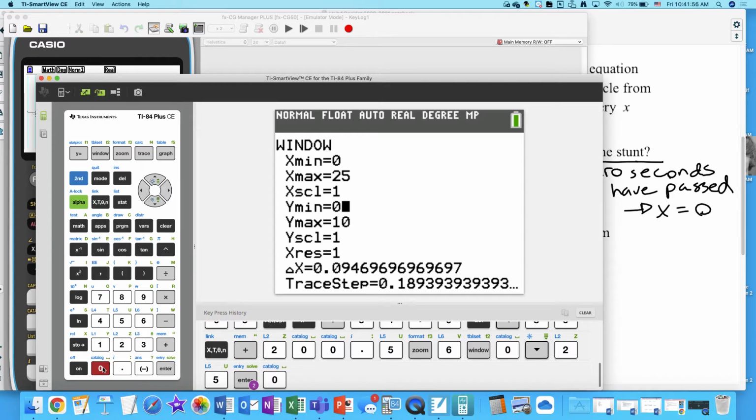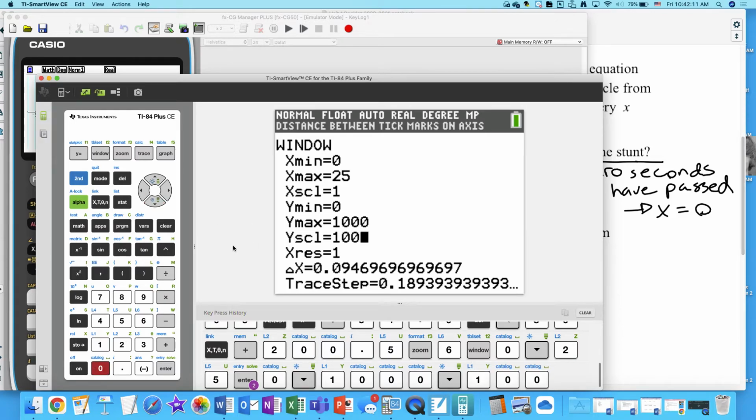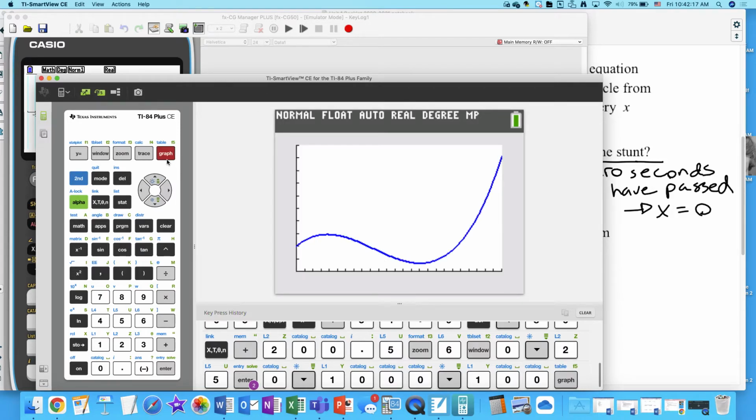Okay, 500 is better. Well, listen, we could play around with this. I'm going to make the scale 100 just so that every little tick represents 100. That's not so important, though. And there we go. Actually, that's quite nice. I like that. So this is the first 25 seconds of this journey.